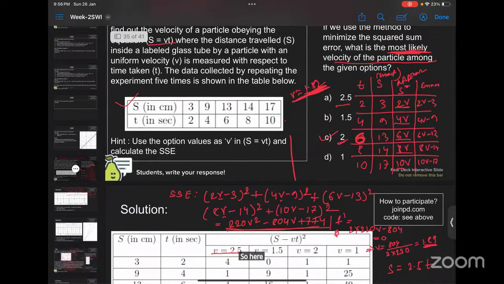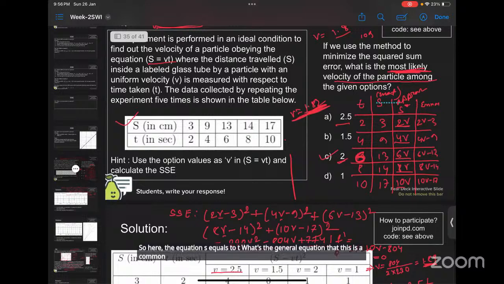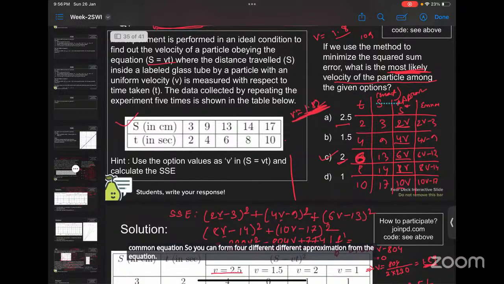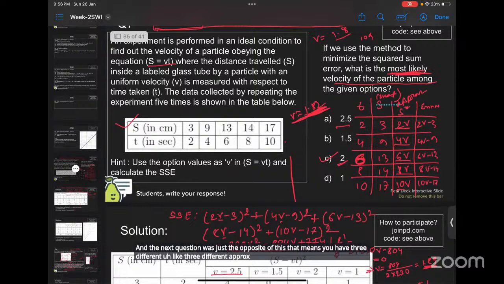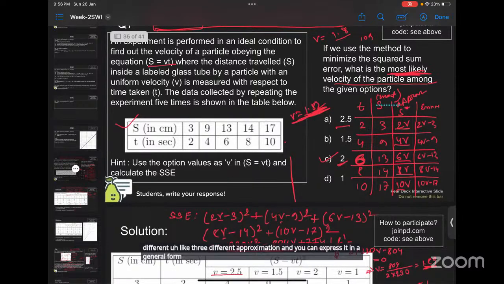The equation S equals ET was the general equation, the common equation. So you can form 4 different approximations from the equation, and the next question was just the opposite of this. That means you have 3 different approximations, and you can express it in a general form, right? And in a similar method, you have to find the value of C such that the SSC will become the minimum.